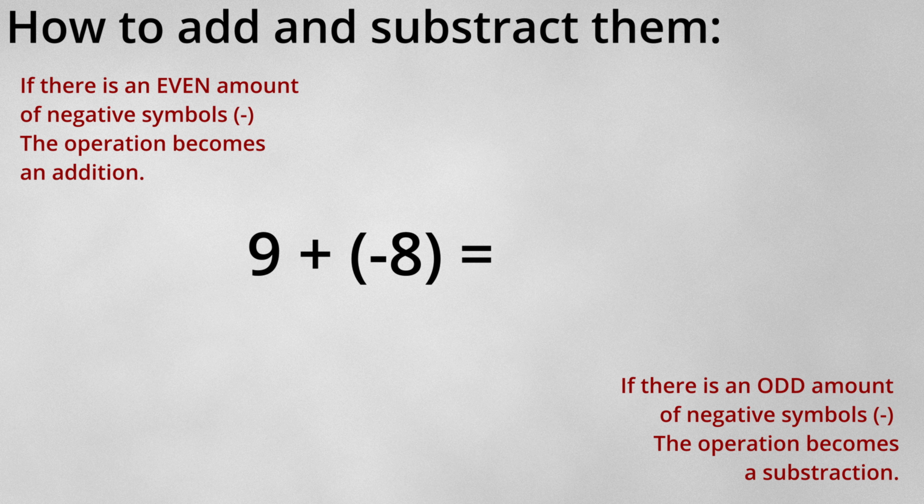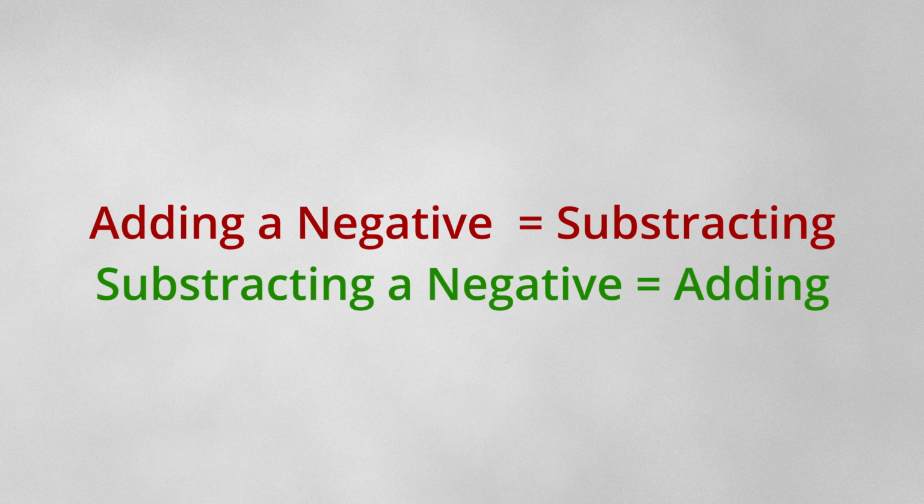What about 9 plus negative 8? Here, since we have an odd number of negative symbols, this will turn into 9 minus 8. So, in short, adding a negative number is like subtracting, and subtracting a negative number is adding. But why? Think about it this way.